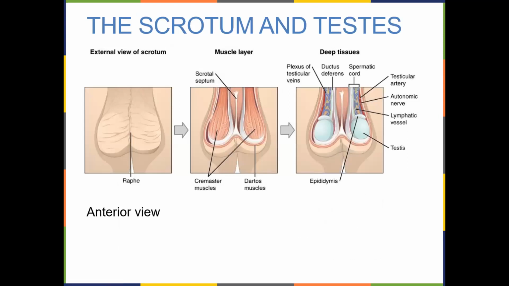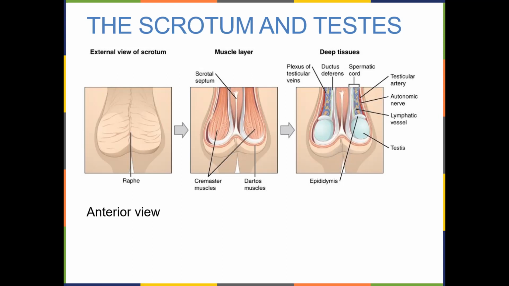Scrotum and the testes. The scrotum is a temperature regulator for the testes, because sperm cells can't function at 98.6, 37 degrees C. They have to be 3 or 4 degrees cooler because of the enzymes found on the head of the sperm. So the reason that sperm production takes place inside the scrotum is because the scrotum is cooler than the abdominal cavity by just a few degrees. And that's all it takes, because these enzymes are very temperature sensitive.